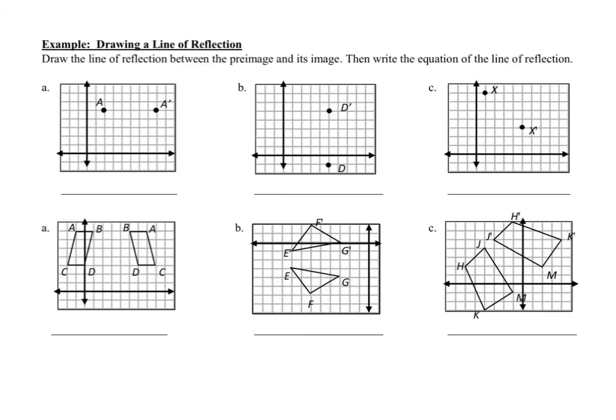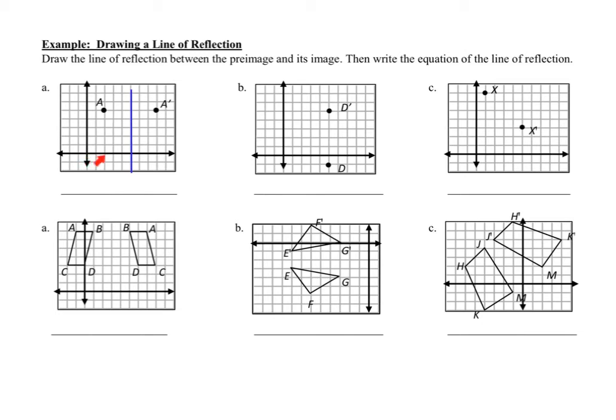For these last examples, the reflections have already been done. So what we're trying to find is the line of reflection between the pre-image and the image. And then we're going to write the equation of the line of reflection. So if you look at these 2 points, you have the original and the image. We want to find the exact middle, which looks like it's about right here.